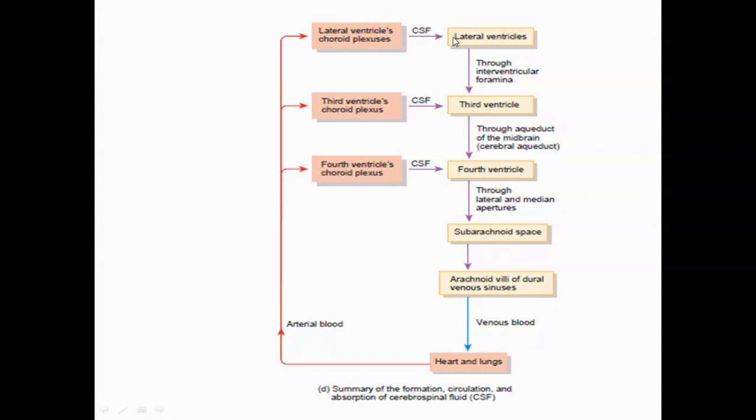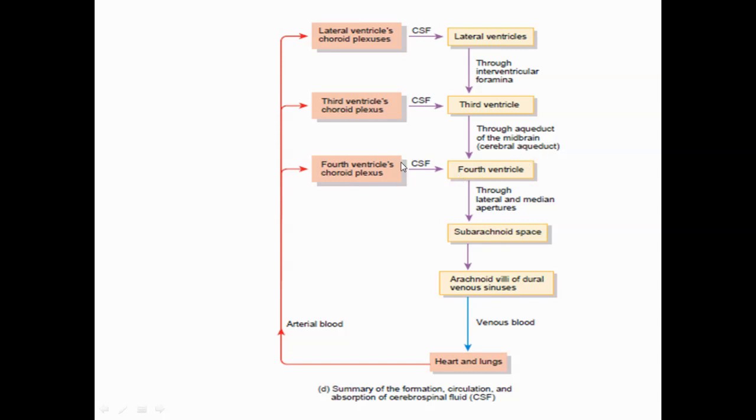This will flow from the lateral ventricle choroid plexus into the lateral ventricles. Again, from the lateral ventricles, it flows into the third ventricle through the interventricular foramina, and then you can see it through the septum pellucidum. Again, the third ventricle also supplies some more additional CSF. This will again flow into the fourth ventricle through the aqueduct of the midbrain, called the cerebral aqueduct.